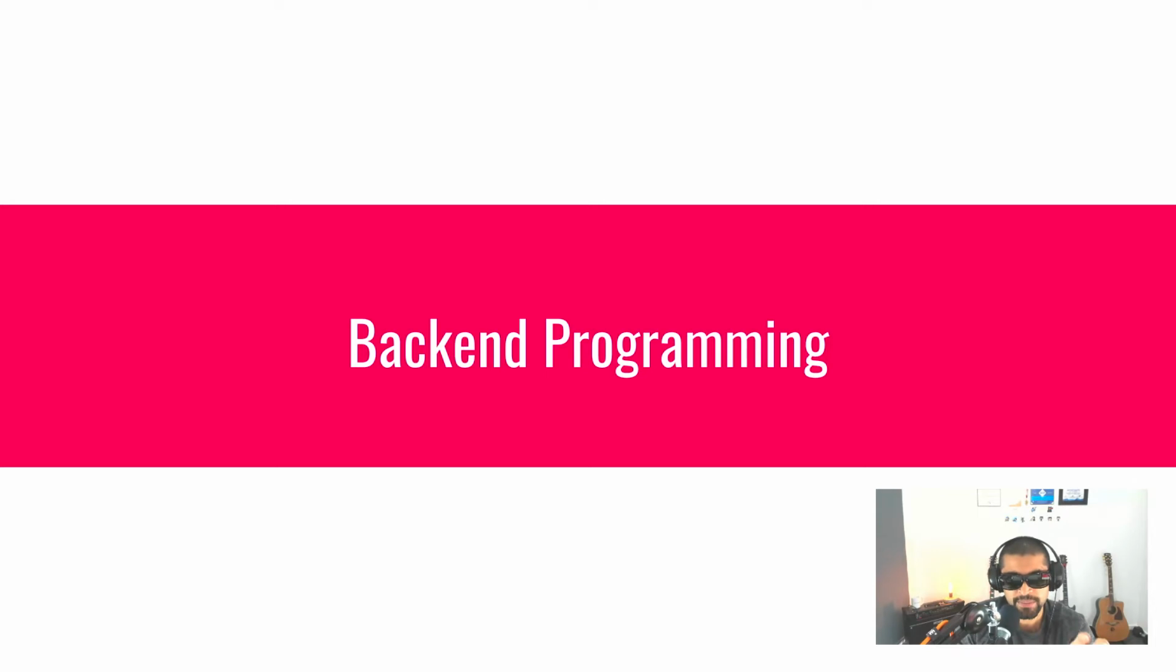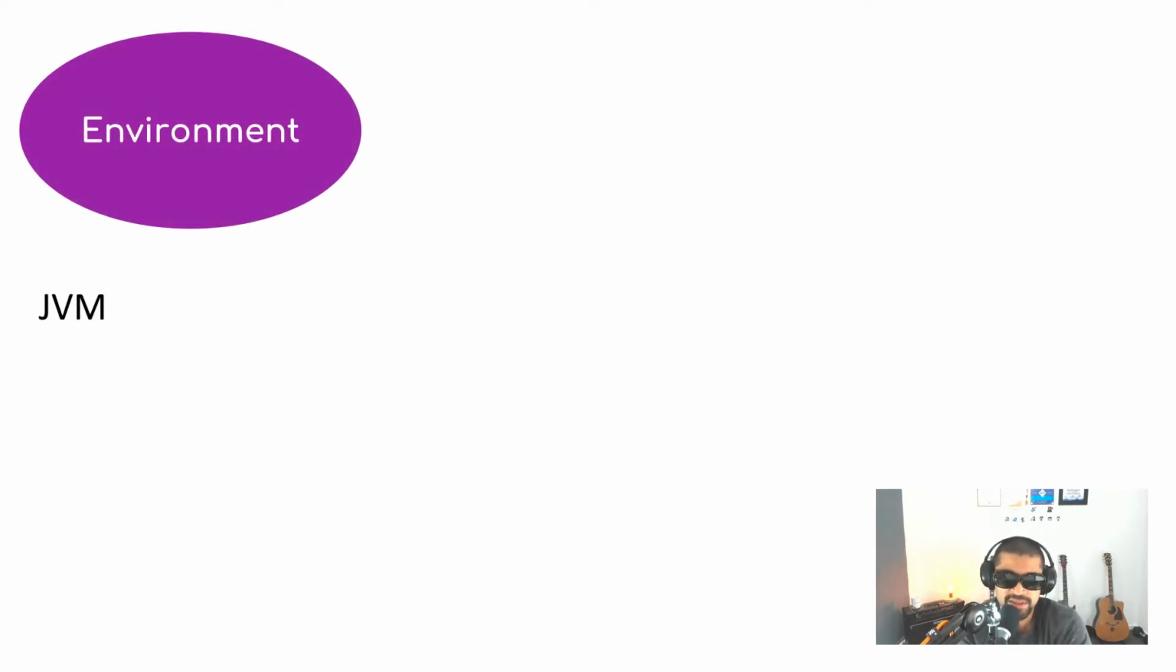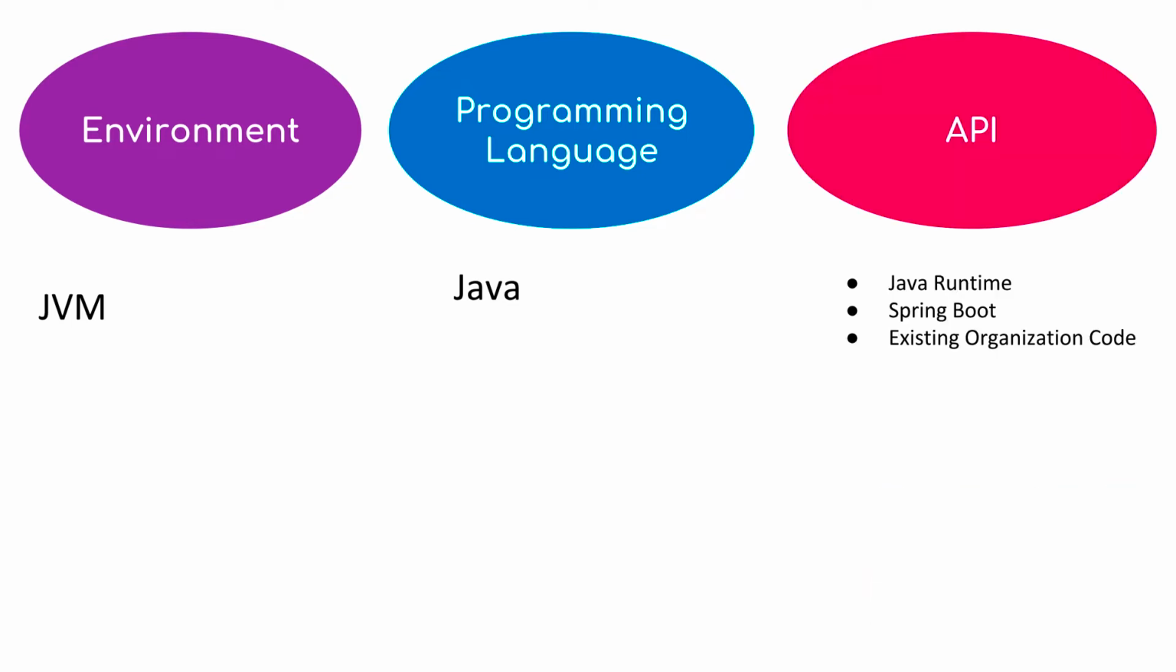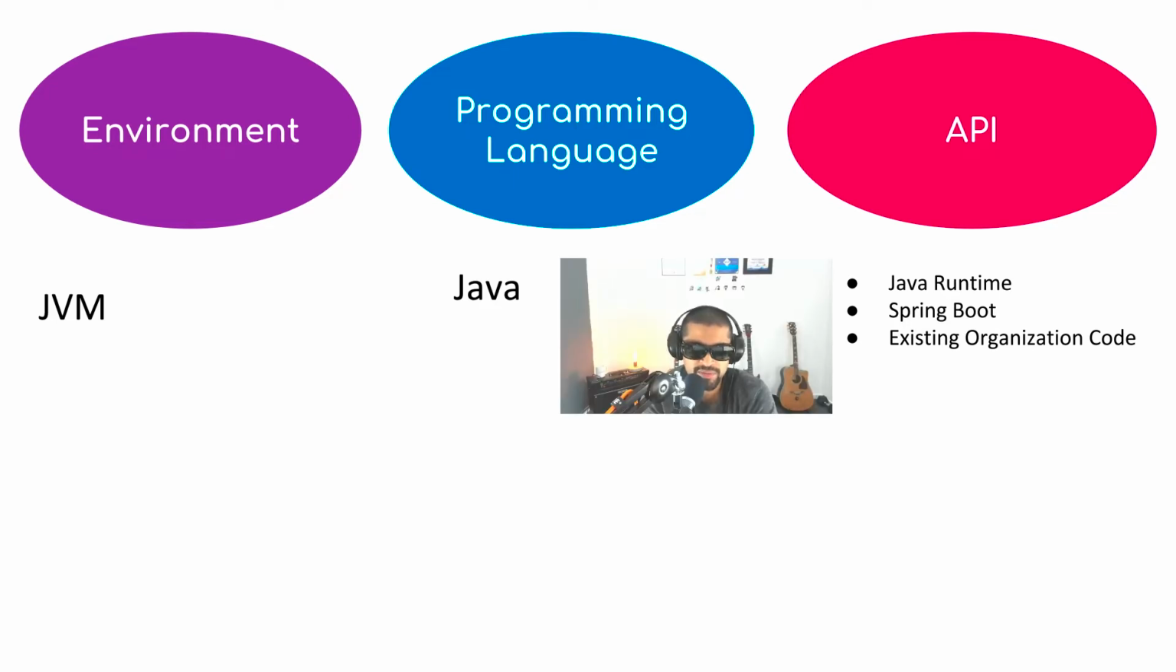Now that we are on the same page, let's examine what a traditional solution to a programming challenge looks like in the backend world. First, you pick an environment. Let's say we pick JVM. Next, you pick up programming languages. For this case, we'll go with Java. Next, you need to learn the APIs, for example, the Java runtime, along with some framework, for example, Spring Boot, and then you work your way around the existing organization code.